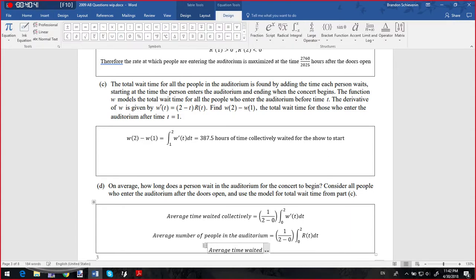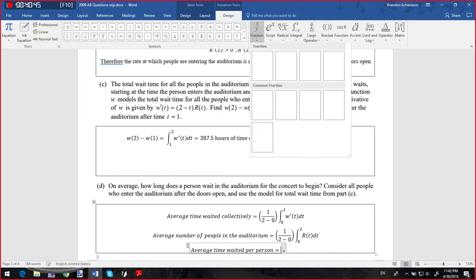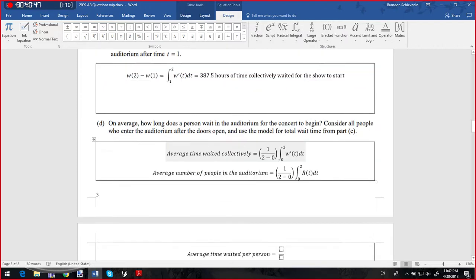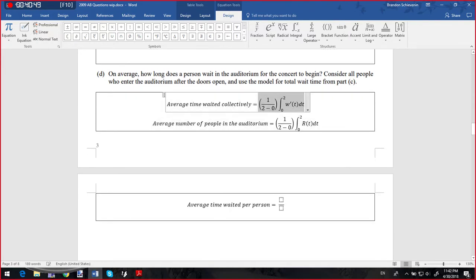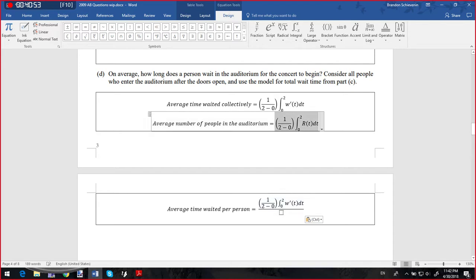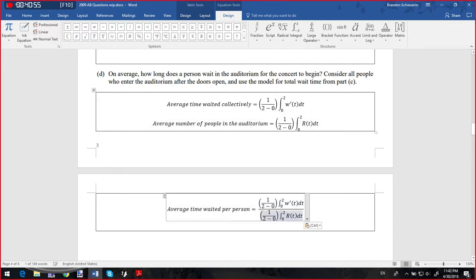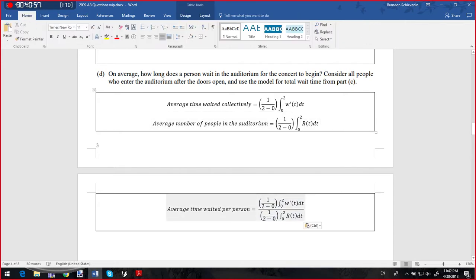Average time weighted per person is equal to the fraction of both of what we just wrote. So this divided by this. Okay, so now I just need to get these values.